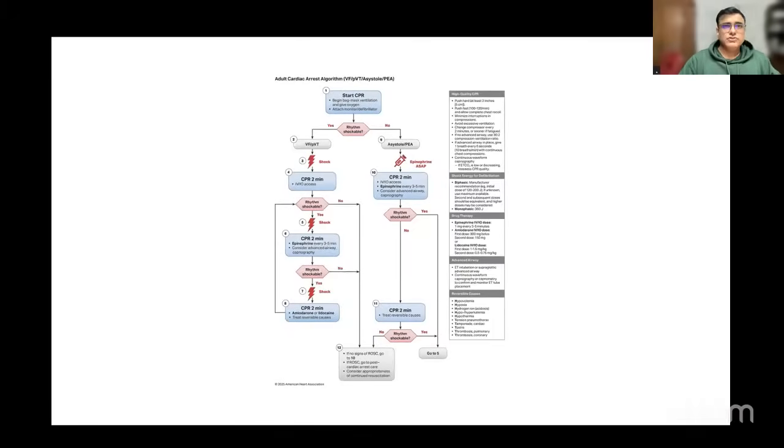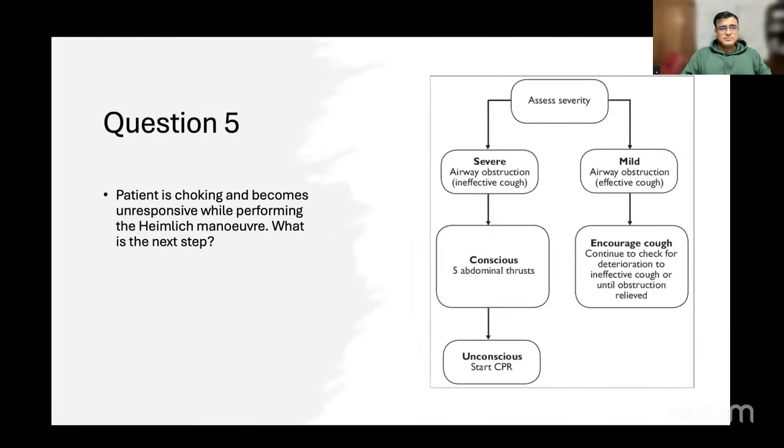Okay. So this is basically your CPR algorithm. We had already discussed all of those things, so I'm not going to delve into that further. Okay, so question 5 was there: the patient is choking and becomes unresponsive while performing Heimlich maneuver. So what is the next step? Whenever somebody becomes unresponsive or goes into cardiac arrest due to hypoxia because of the choking, the next best step is to start CPR immediately.